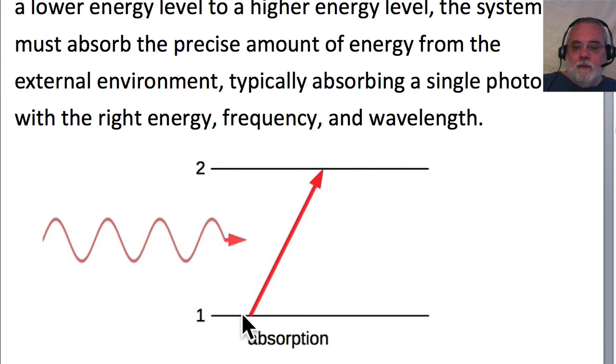So to jump from level 1 to level 2, the system, the electron, the atom, must absorb one photon with exactly the right energy to increase the energy from level 1 to level 2.